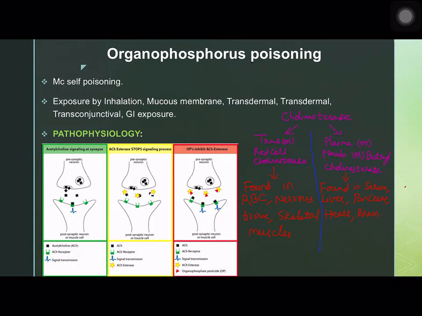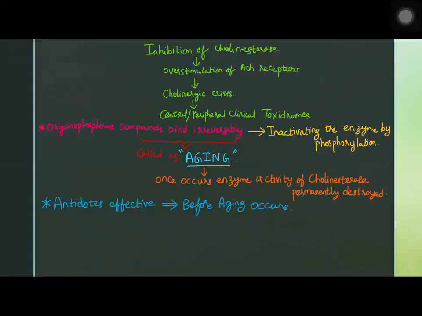Generally, organophosphorus affects the acetylcholinesterase. Acetylcholinesterase is of two types: the true or red cell cholinesterase, and the second type is plasma or pseudo or butyryl cholinesterase. True or red cell cholinesterase is found in RBC, nervous tissue, and skeletal muscles, whereas plasma or pseudo cholinesterase is found in the serum, liver, pancreas, heart, and the brain. And the main mechanism of action of this organophosphorus compound is that they inhibit the cholinesterase.